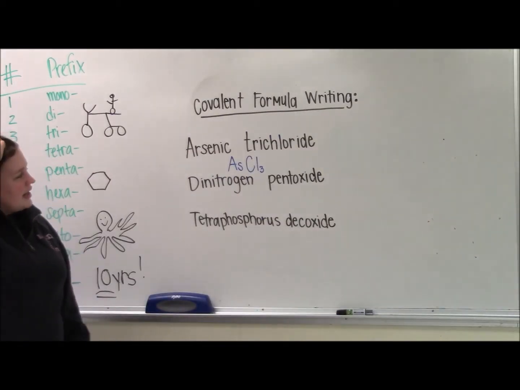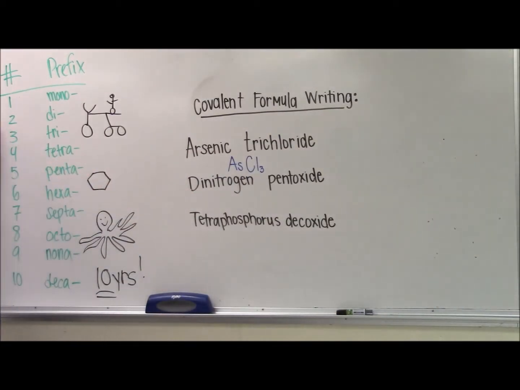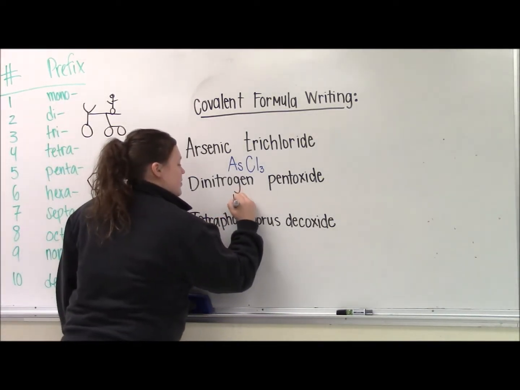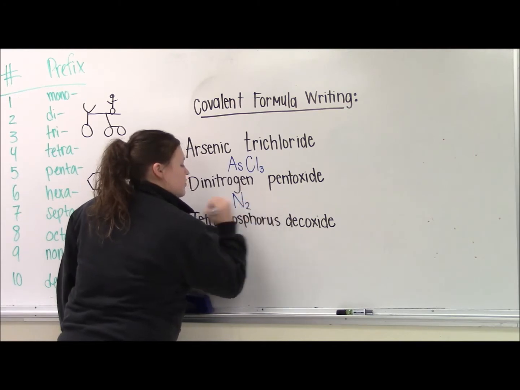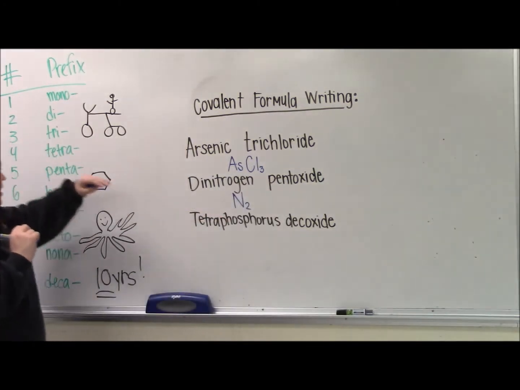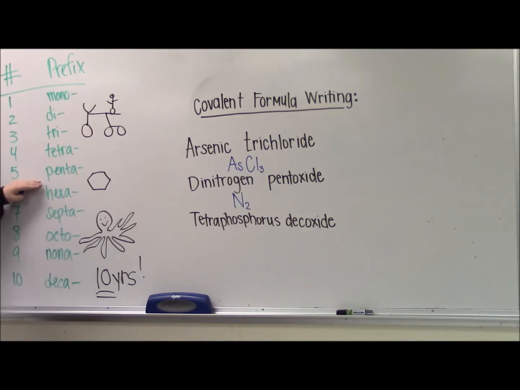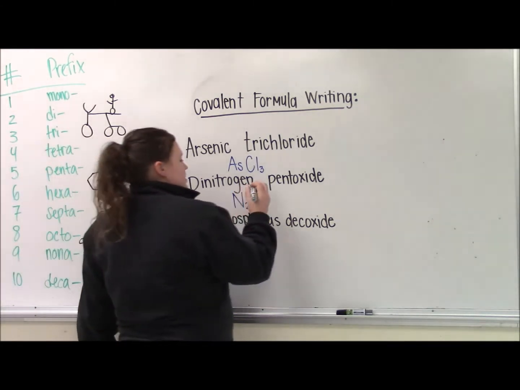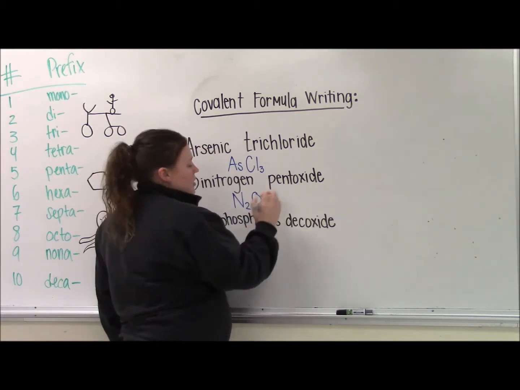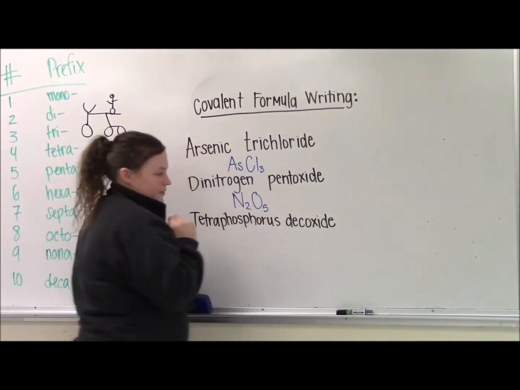Dinitrogen pentoxide, di, meaning we have 2, nitrogen, meaning we have a capital N, right? Nitrogen with a subscript of 2. Pent means that we have 5, like the pentagon. So then we say oxygen, because pentoxide, oxygen with a subscript of 5.